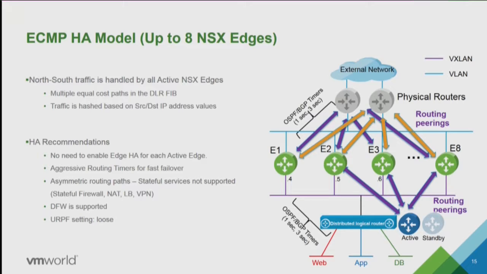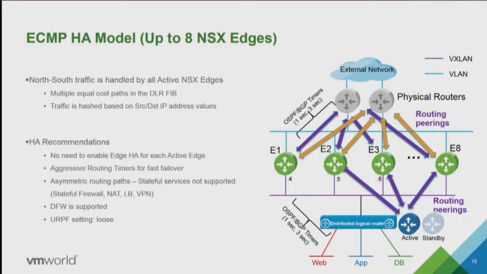The second HA model is ECMP. All the edge nodes in this case are all active, completely independent from each other. And we do support a maximum of 8-way ECMP. So we can have only 8 different next hops for each route in this case. That's why here I put the maximum of 8 nodes. That's really what we can do.